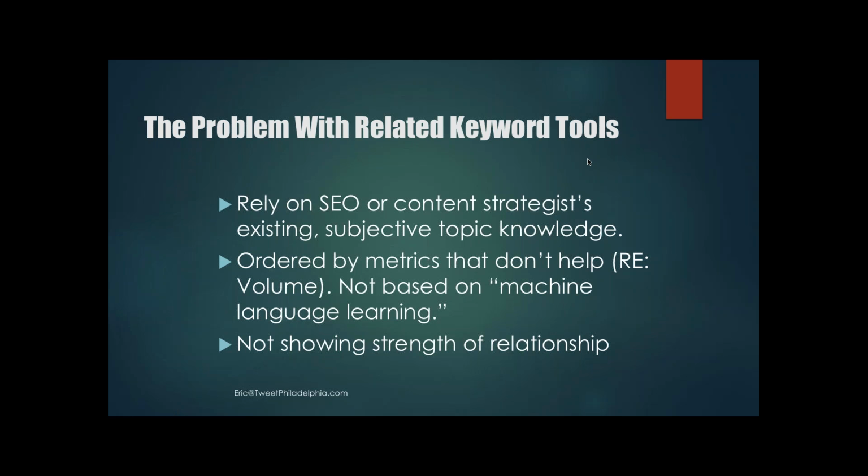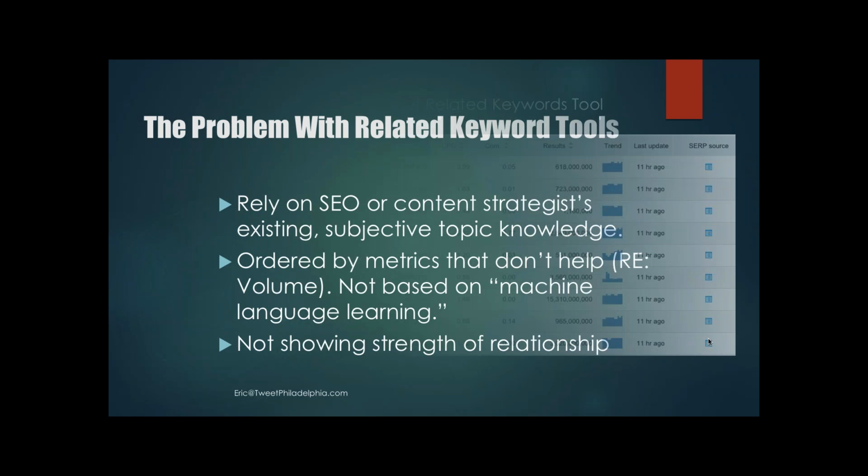So the problem here is that they rely on an SEO or content strategist's existing and subjective topic knowledge. They're ordered by metrics that don't really help us, like volume. They're not based on machine learning. I don't know if I'd say machine language learning, but machine learning. And they don't show a strength of relationship.